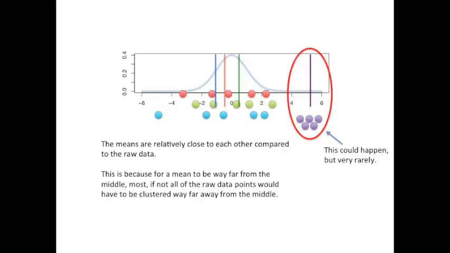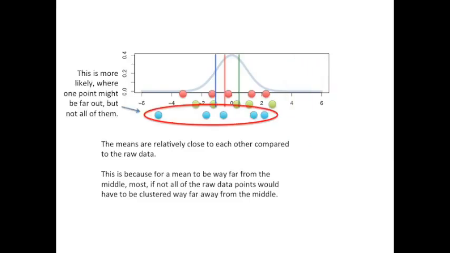This is because, for a mean to be far from the middle, most, if not all of the raw data points would have to be in a single cluster that is far away from the middle. For example, the sample of purple points all form a cluster that are far from the middle. This could happen, but very rarely. What's much more likely is to have a sample where most of the points are close to 0 and only 1 or 2 are far away.